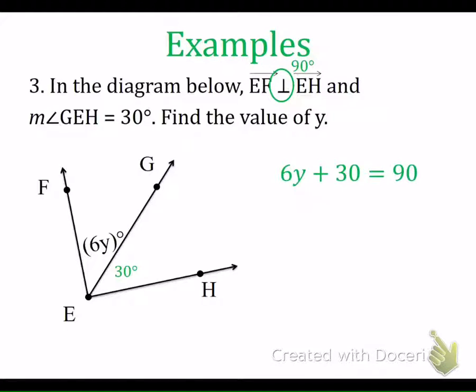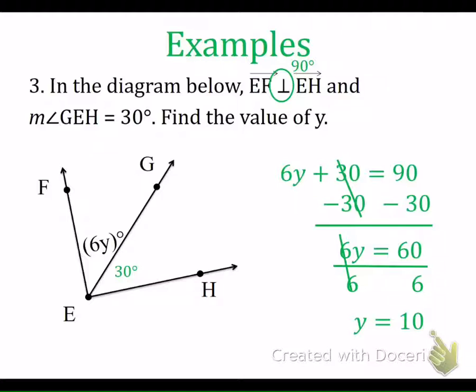So I can write this equation. 6y, that's this angle, plus the 30, that's this angle, equals 90, which is the whole thing. It was in the directions, GEH 30. All right, now what? Minus 30 from both sides. Divide by 6.